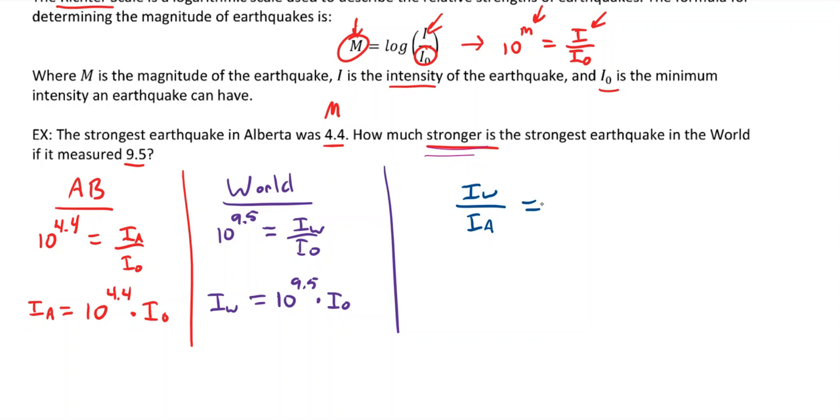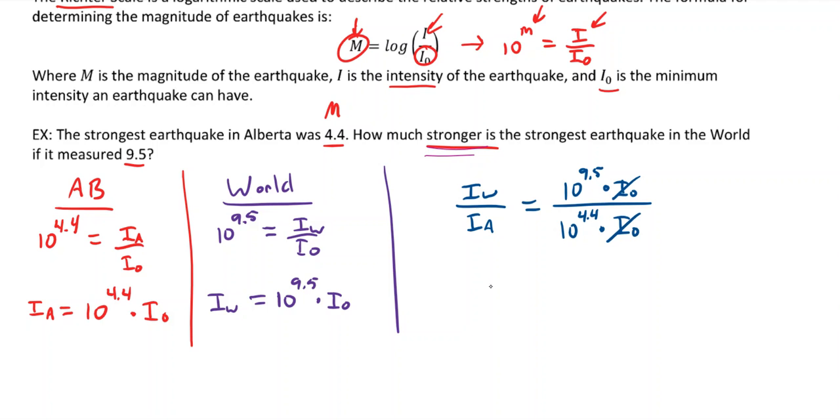And then we can just write that as, okay, well, intensity for the world was 10 to the power of 9.5 times IO over 10 to the power of 4.4 times IO. You guys kind of seeing why the baseline intensity isn't really going to matter in the end here? Yeah, we're just going to cancel them, right? Which kind of makes sense, if that was the same for both, they would just end up canceling out of the equation. So, okay, so those cancel.